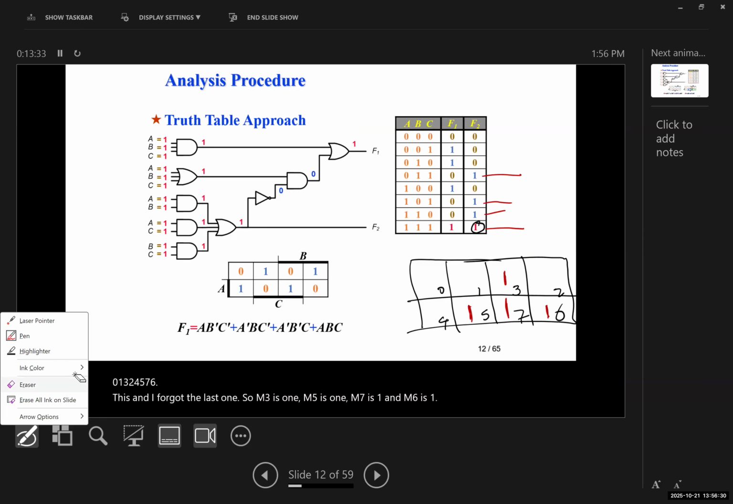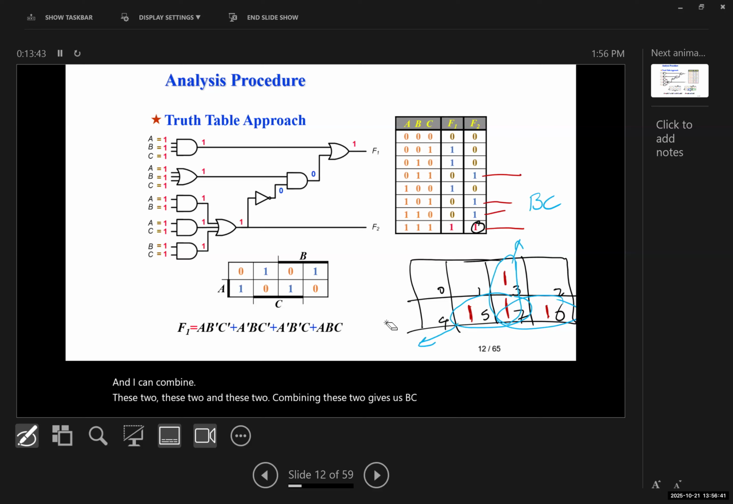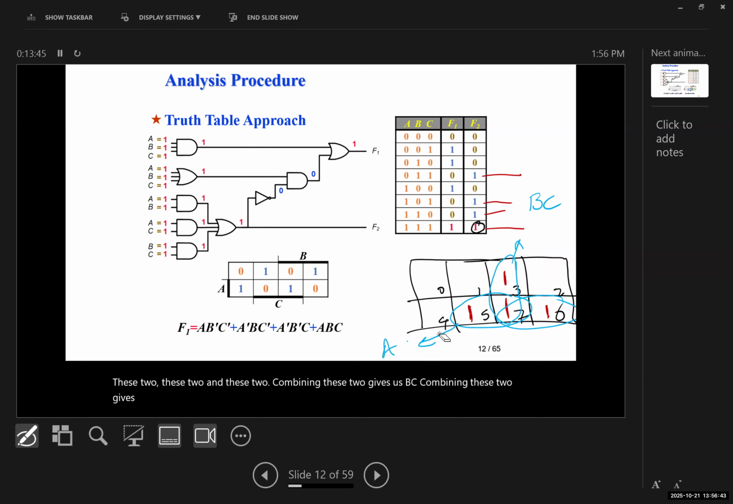And I can combine these two, and these two. Combining these two gives us BC. Combining these two gives us AC. And combining these two gives us AB. So F2 would be equal to AB plus BC plus AC.